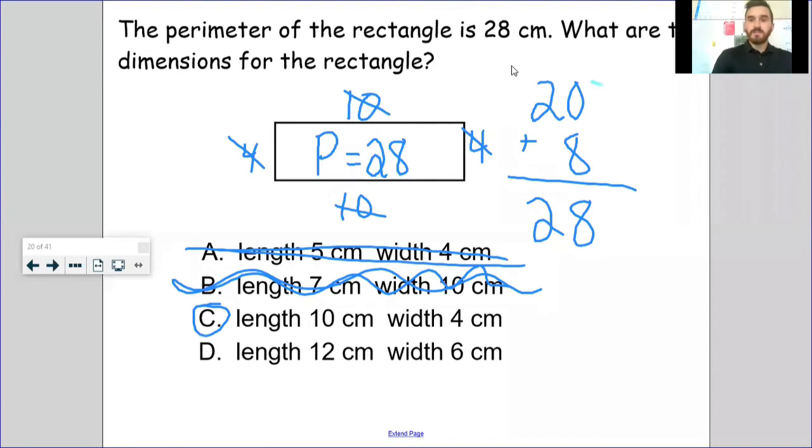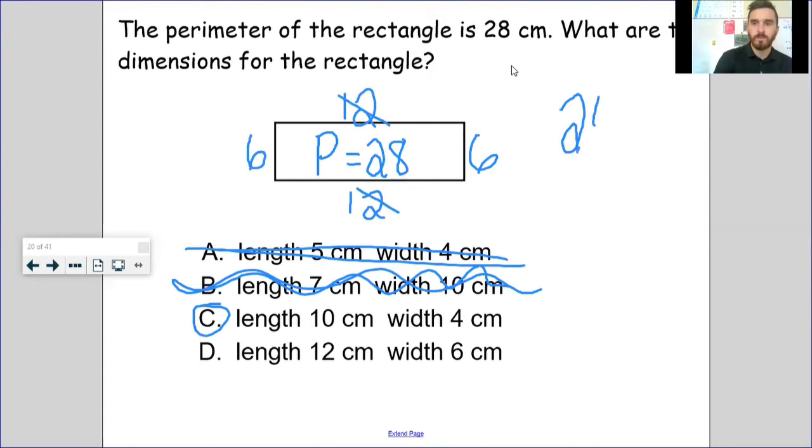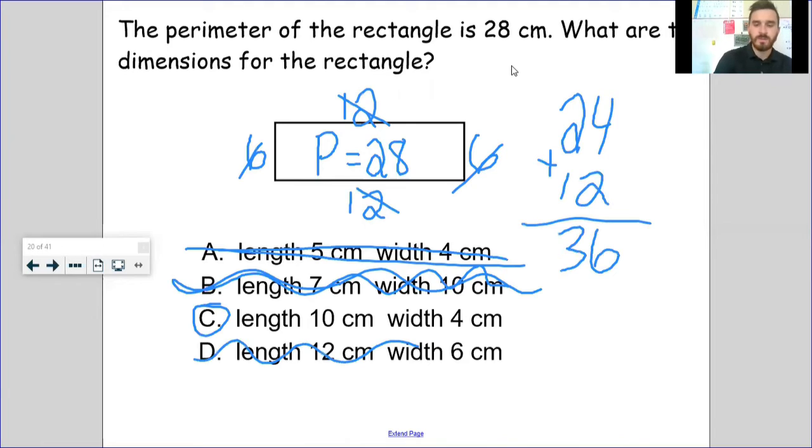If you're somebody who gives EOG effort, you're going to check D just in case, because sometimes we make mistakes. Nobody's perfect. Length of 12, width of 6. Put a 12 here, 6 here. List my opposite sides. Add all the way around. 12 plus 12 gives me 24. 6 plus 6 gives me 12. If I added those together, that would also be too much. So my perimeter being 28 would mean that my dimensions would have to be a length of 10, a width of 4, which is C.